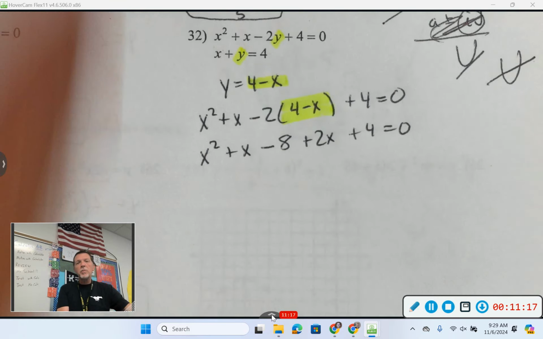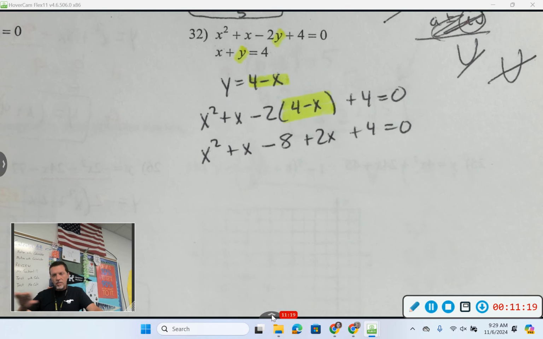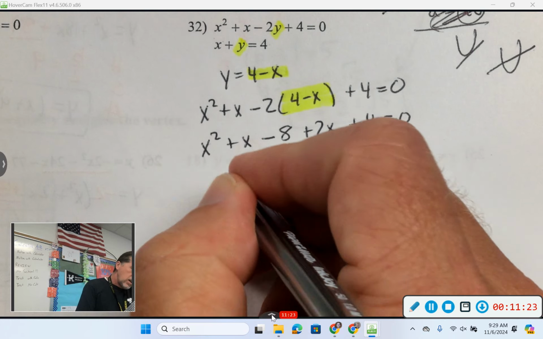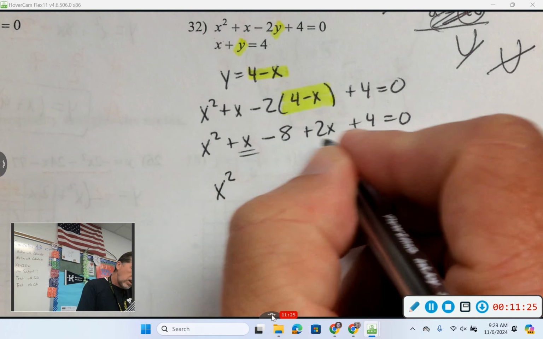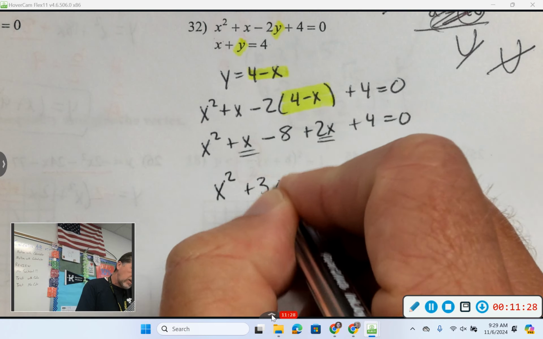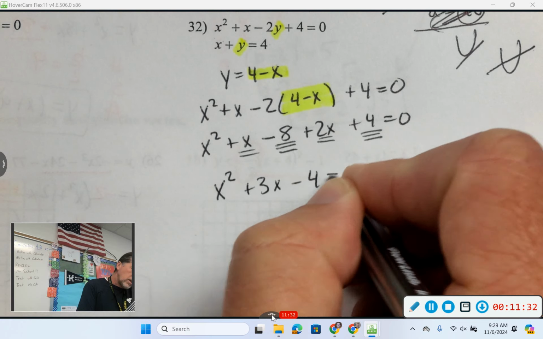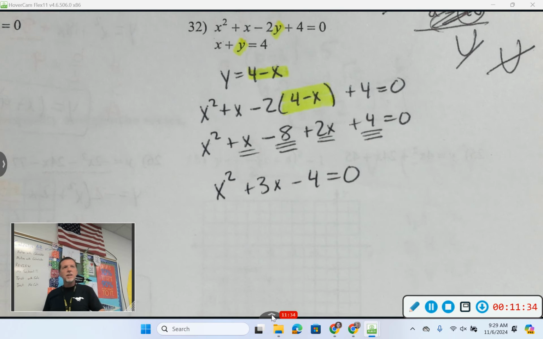Notice I'm not skipping many steps here. I'm just taking it slow and steady rather than trying to do too many things at once. X squared plus 3x minus 4 equals 0. Oh, that's kind. That'll factor for us.